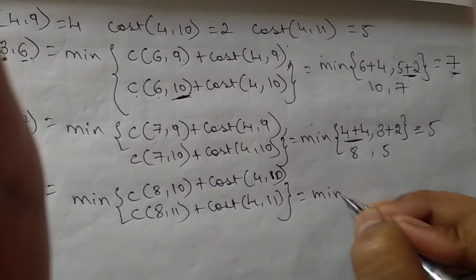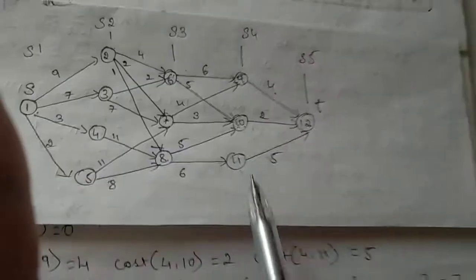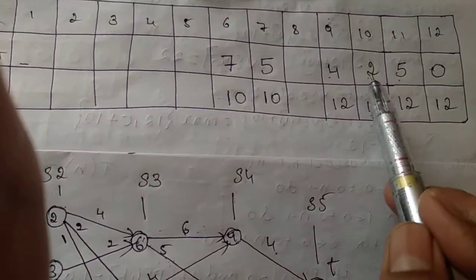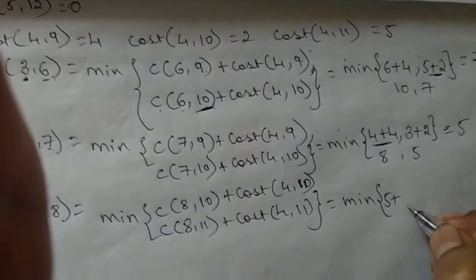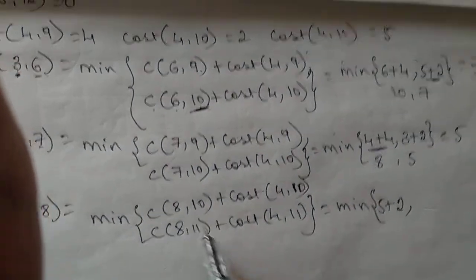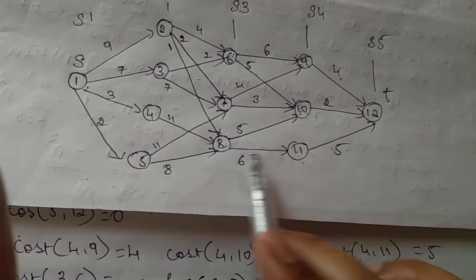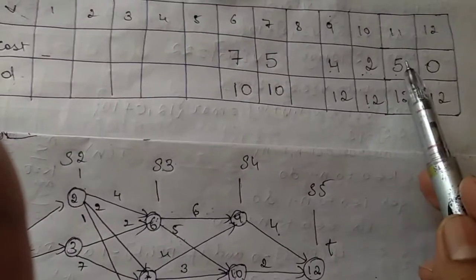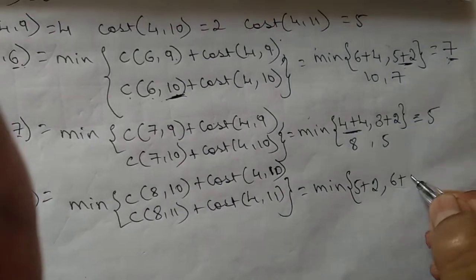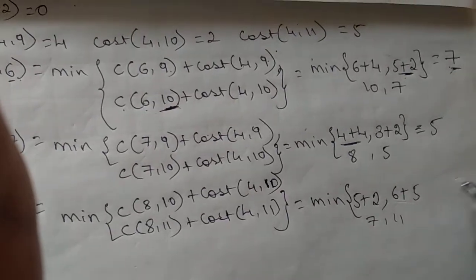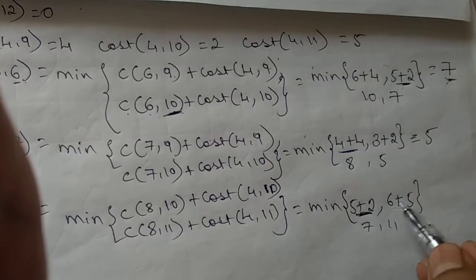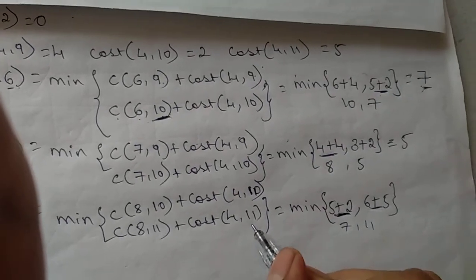So here minimum of 8 to 10. What is the cost? From 8 to 10 it is 5, plus 10th vertex cost is what? 2. 8 to 11, what is the cost? It is 6, plus 11th vertex cost is what? 5. You will get 7, 11. 7 I am getting from 10th vertex. 11 I am getting from 11th vertex.